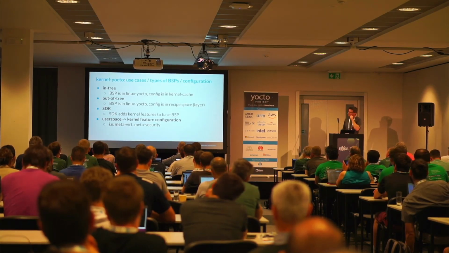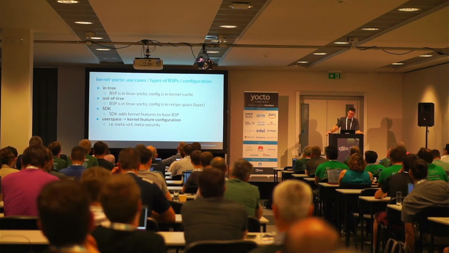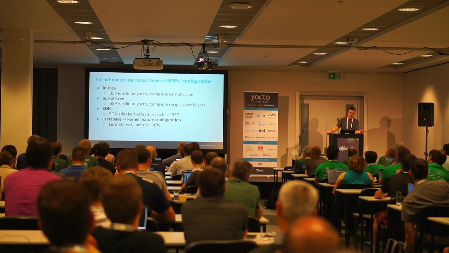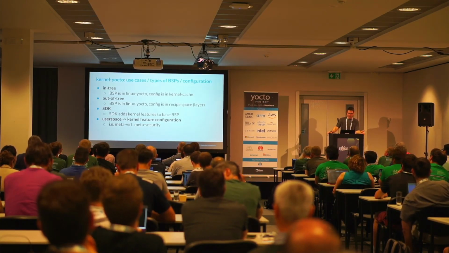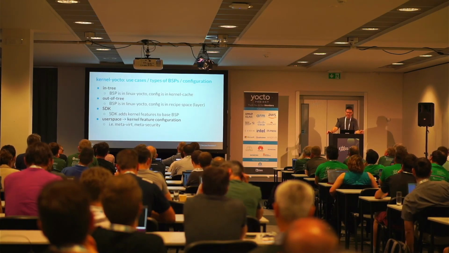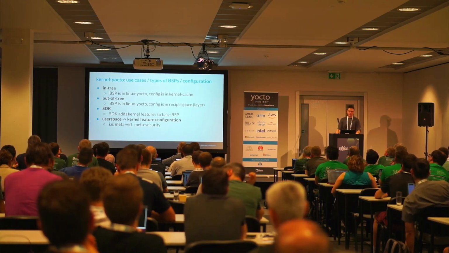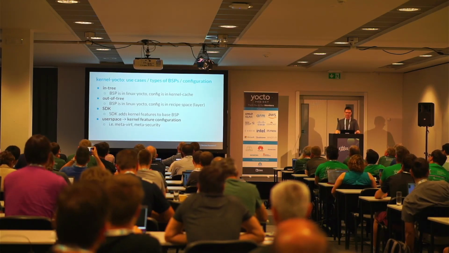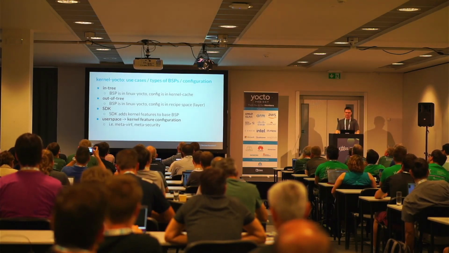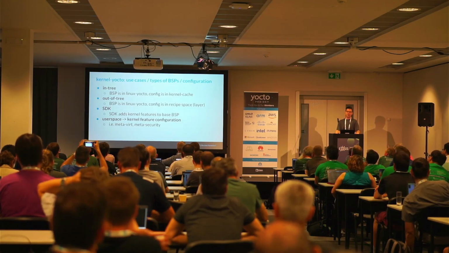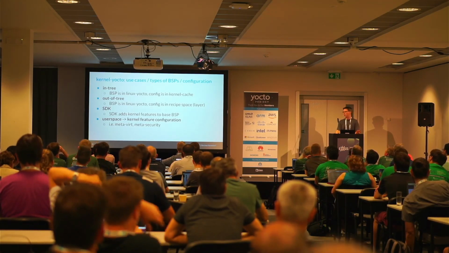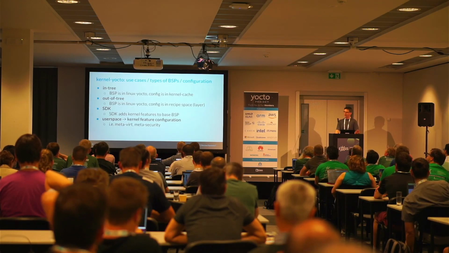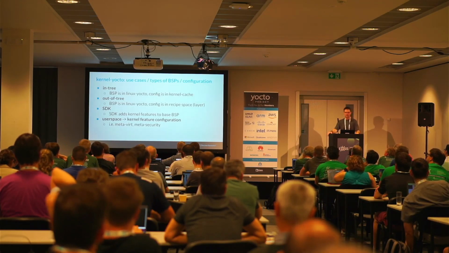The types of BSPs, configuration, and use cases that we support in the reference kernel: there are in-tree BSPs, if you will, meaning they use one of the branches that I just mentioned. They use that tree, and their configuration is in the kernel cache. So there is that chopped up configuration that we test and we validate. So that's an in-tree BSP, if you will.